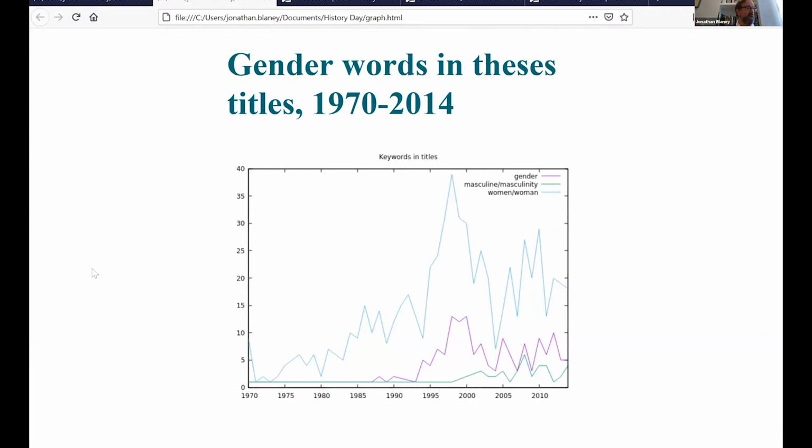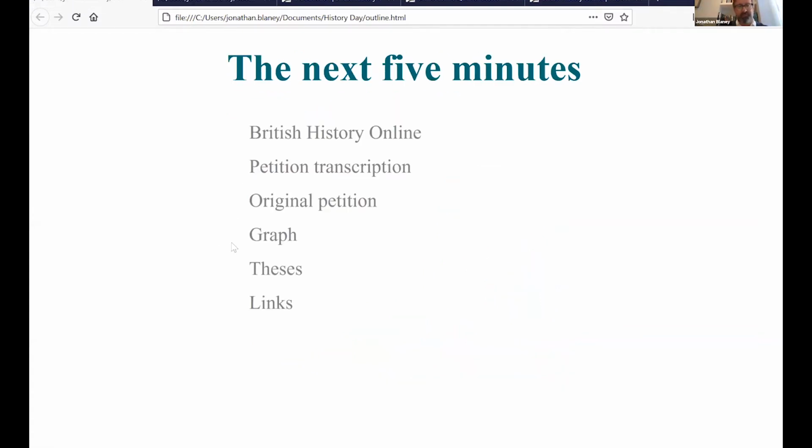And breaking news, this week, I've added links from the theses listing to their entry on the British Library's thesis service, Ethos. So this is our listing on BHO now.